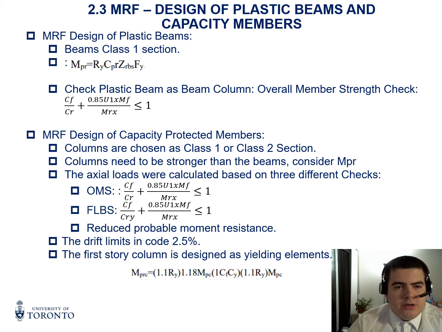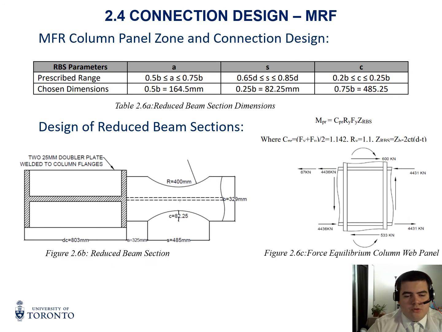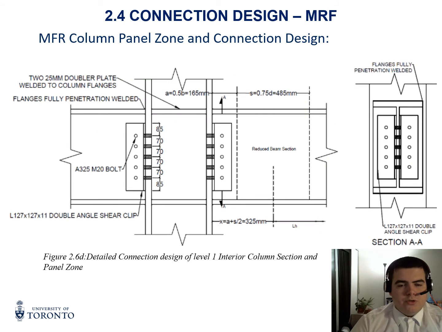For the actual design, we looked at the beams as class 1 sections and the maximum plastic moment, and we checked the beams for the combined axial flexural strength. The columns were designed as a weak beam strong column connection, also class 1, and are also checked for the combined axial flexural strength. The drift limits were limited to 2.5, and the first story column was designed as a yielding element. For the beam design, the beams were checked for the reduced beam section, and the columns were checked for the web panel zone. The connection was done with bolted web and welded flange.